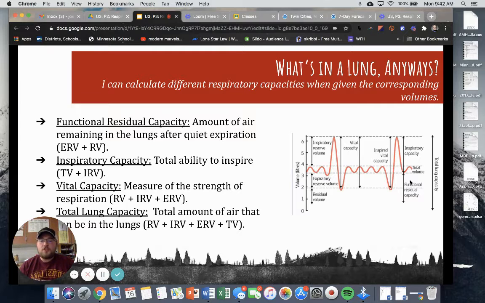And lastly, your total lung capacity is all of the air that could be in the lungs at any given moment. So that's going to be your residual volume, your IRV, your ERV, and your tidal volume all summed together. So total lung capacity is always going to be the largest value for you to think about, okay?